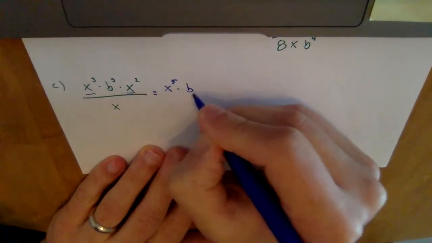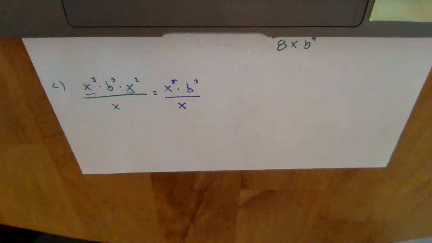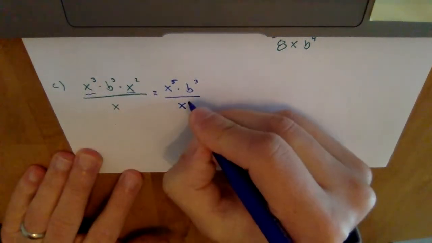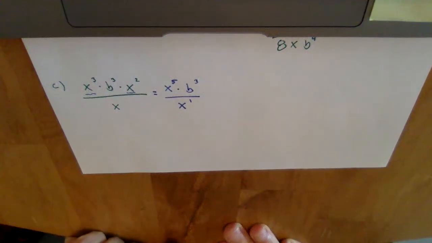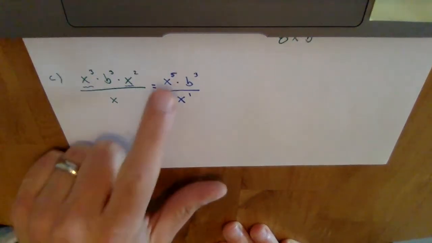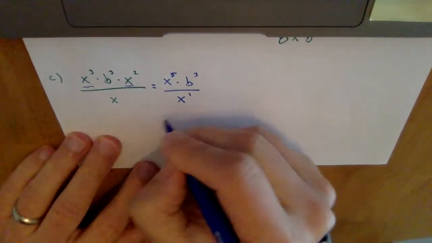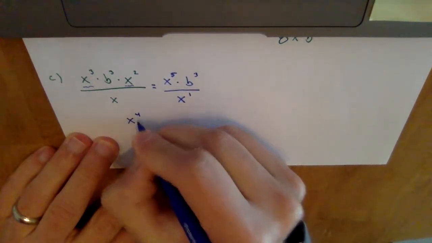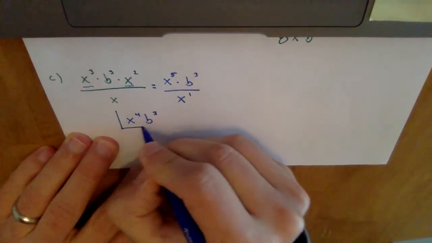And then, of course, this b is still sitting here, over x, which I haven't touched yet. Remember, this is really x to the 1st. And now we have division here, right? And when we have division, we subtract the exponents. So 5 minus 1 is going to go ahead and give me x to the 4th power. And that b to the 3rd really never did anything, just kind of sat there the whole time.